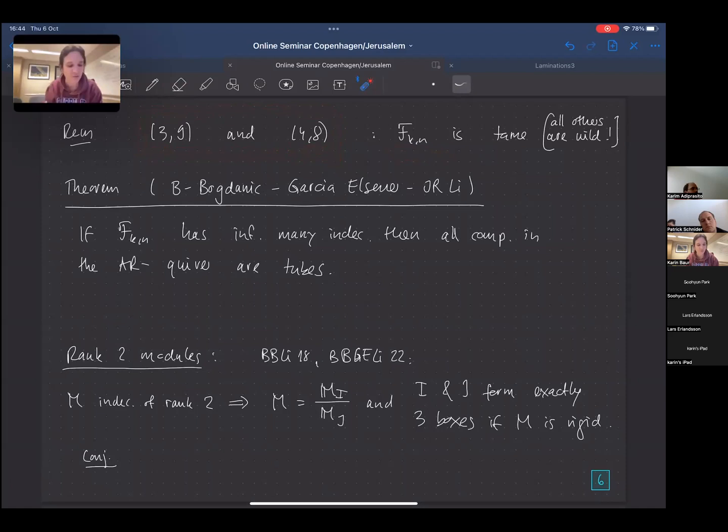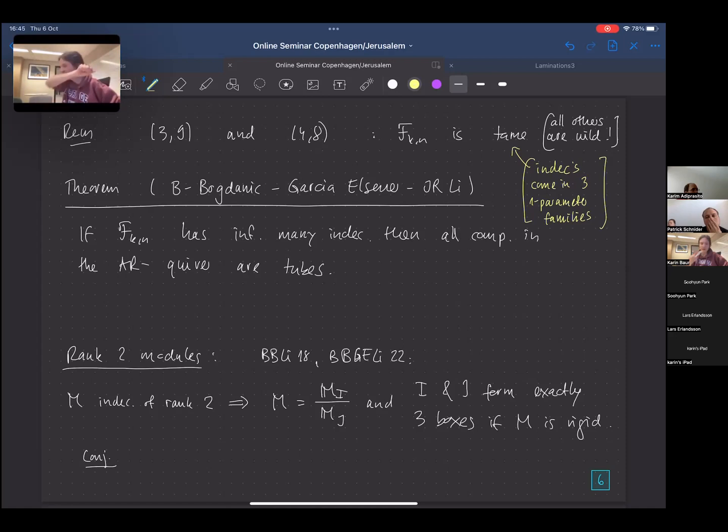It's called tame. That means indecomposables come in one parameter families, and only few of them come in one parameter families. It's like when you have one Jordan block in a matrix, and the parameter would be the lambda on the diagonal. So we only have a few one parameter families, and we can describe the whole category in some sense. And then all others are called wild, which means we don't expect the full classification or characterization in general. That's too hard. But these categories are still nice.